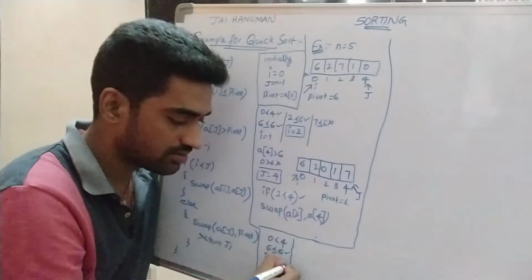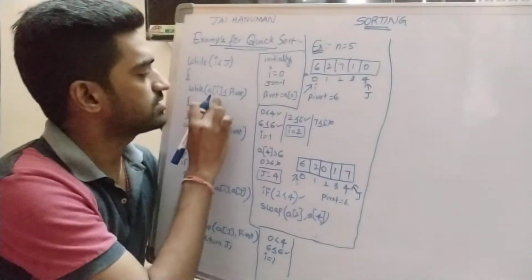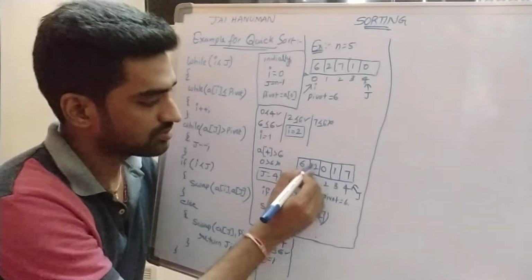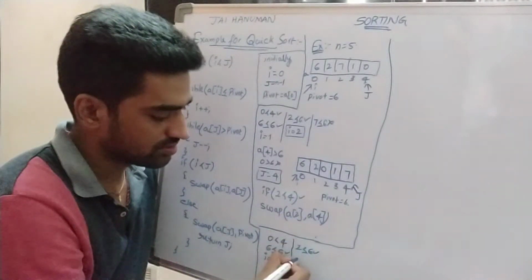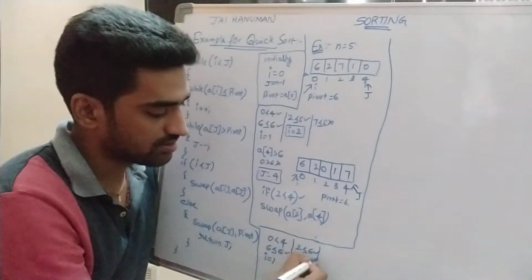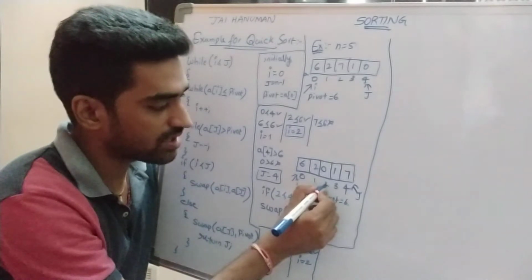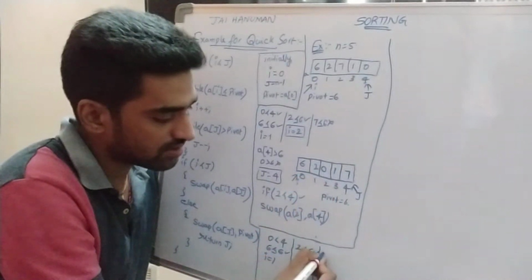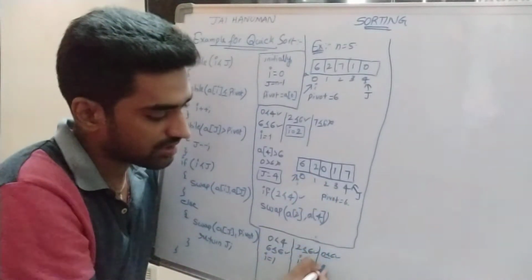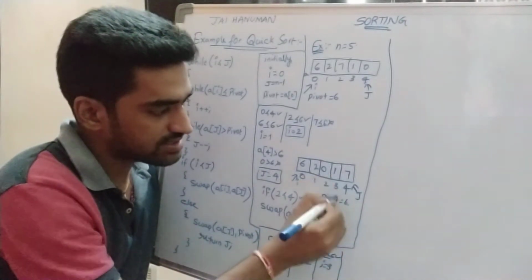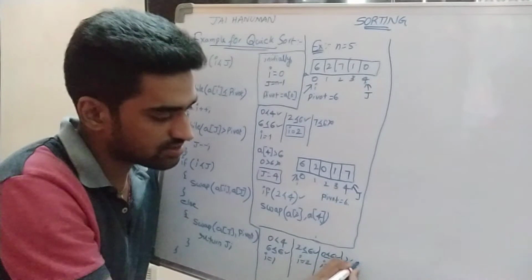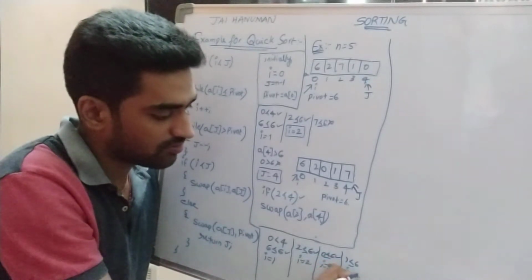Then again we are checking the condition a of I, a of 2, less than or equal to 6. The condition is true, and I is incremented by 1. So the I position is this one. We are comparing it to the pivot, so 0 less than or equal to 6. The condition is true. Again we are incrementing the I value, so 1 less than or equal to 6. The condition is true. I is incremented by 1.